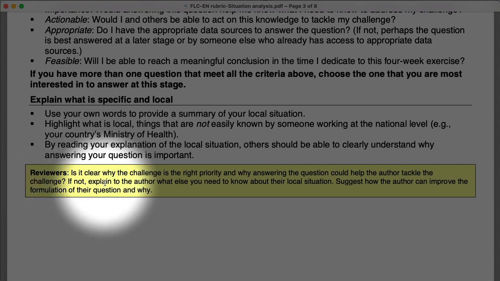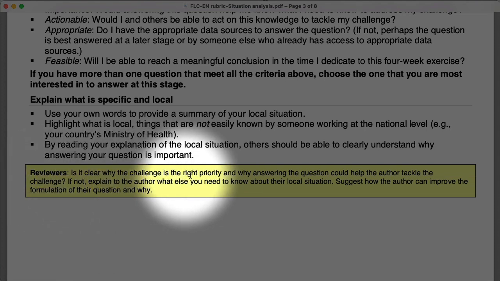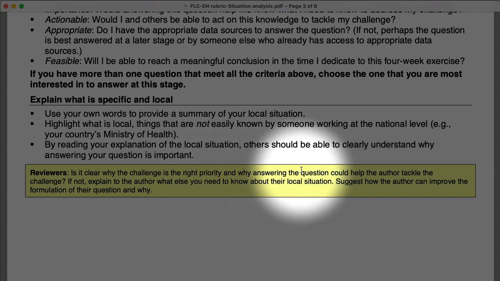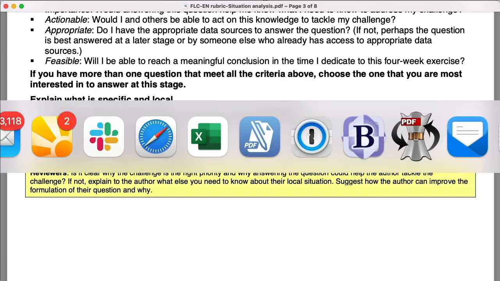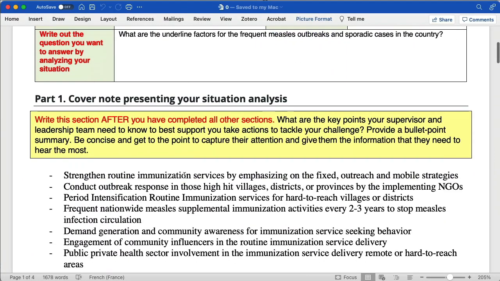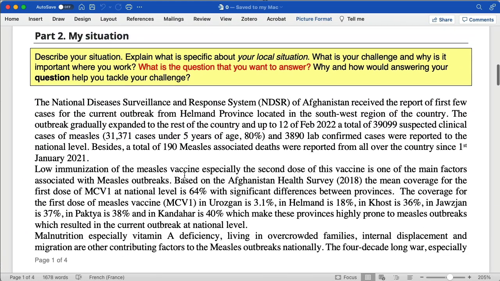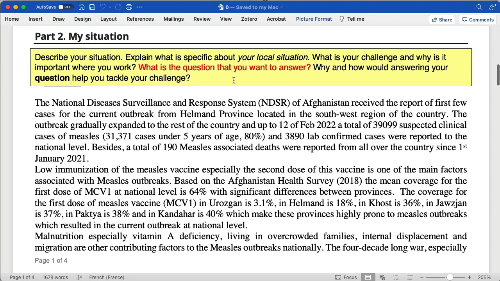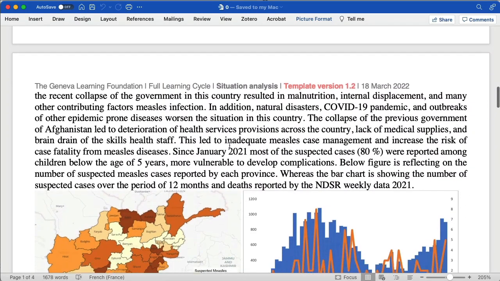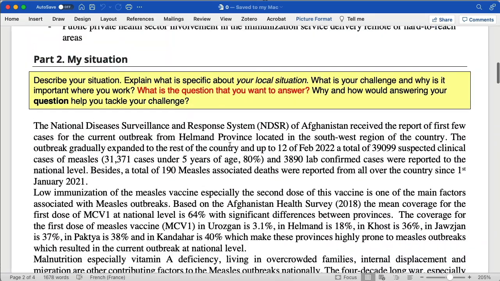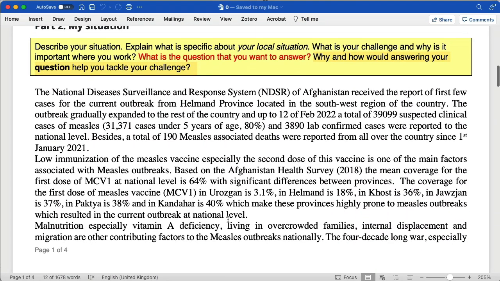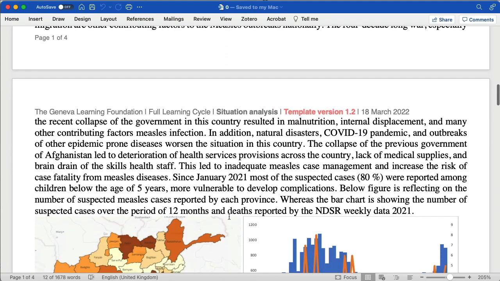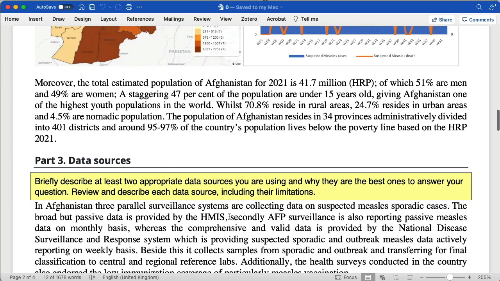Now, when you do peer review, you'll look at these specific questions in the boxes. So is it clear why the challenge is the right priority and why answering the question could help the author tackle the challenge? I think so. Here we are talking about going to the root causes, exactly as intended. So, yeah, you could say that why and how answering your question would help you tackle your challenge hasn't been explicitly stated, it is implied. So that may be an area for improvement.